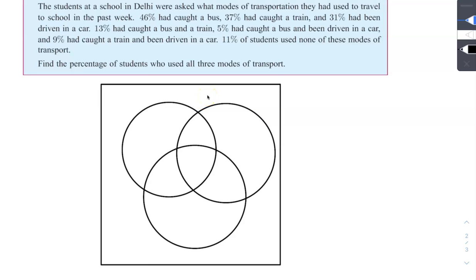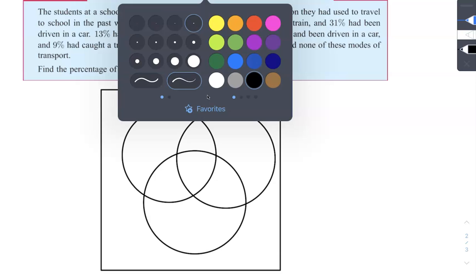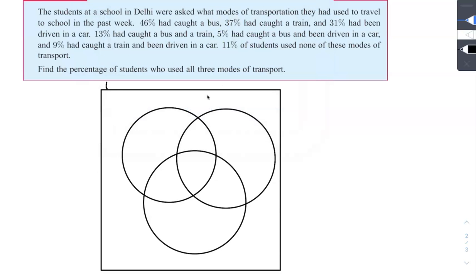Now look at our choices here, right? We have the universe, which I'll talk about in a second. And then we have bus, so that'd be B. We have train, which is T. And we have car, which is C.